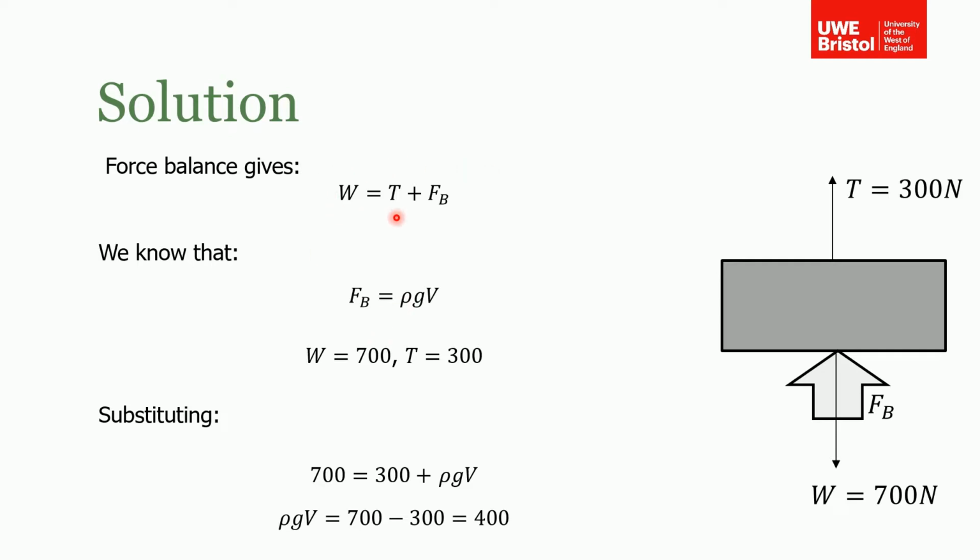If we resolve the forces acting on this block, what we've got going down is W, and what we've got going up is the tension plus the buoyancy force. From the relationship for buoyancy force, we know that it's the density of the fluid times gravity times the volume, and we also know what W is for this question. So we can substitute all these into this equation, and if we rearrange it, we find that the buoyancy force is equal to 400 newtons, which is the difference between the weight and the tension.